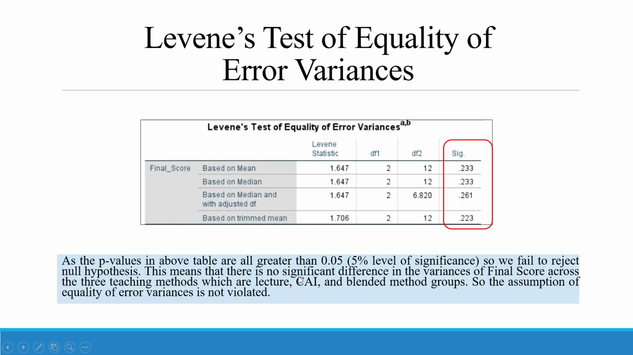This means there is no significant difference in the variances of the final score across the three teaching methods, which are lecture, CAI, and blended method groups. So the assumption of equality of the error variances is not violated. This is desirable. This p-value should be more than 0.05.